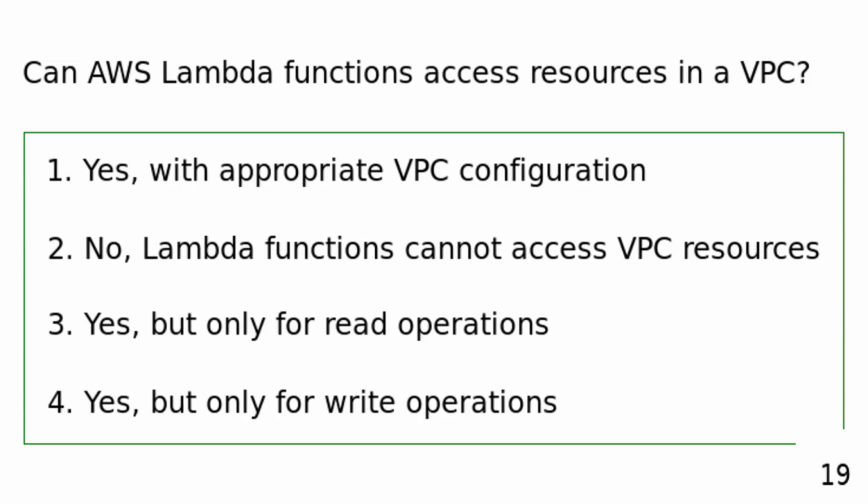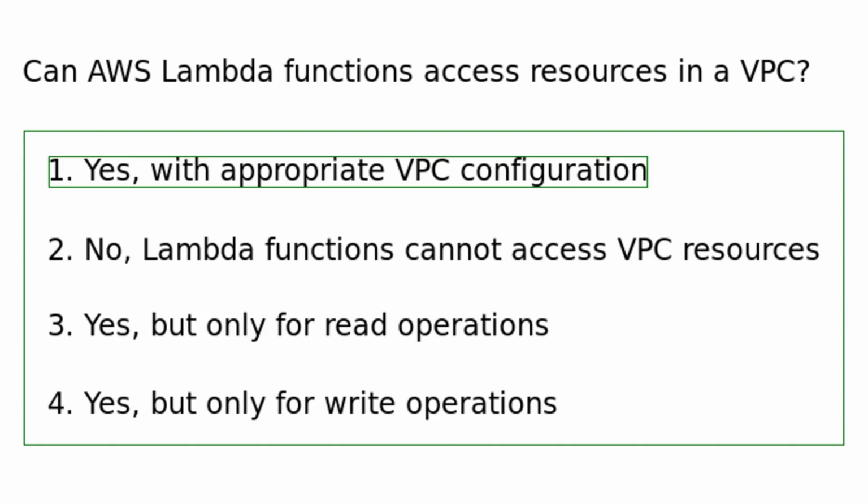Yes, with appropriate VPC configuration. No, Lambda functions cannot access VPC resources. Yes, but only for read operations. Yes, but only for write operations. AWS Lambda functions can access resources in a VPC by configuring the function to connect to the VPC with appropriate security groups and subnet settings.